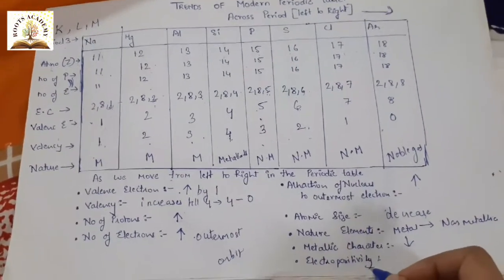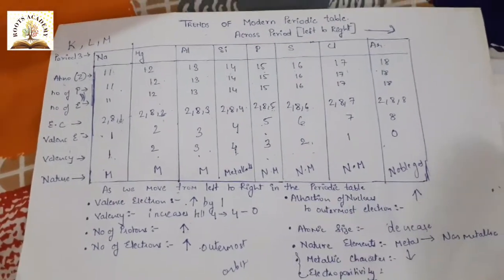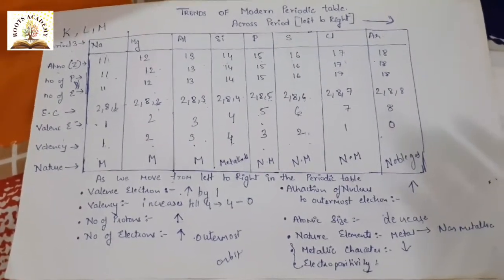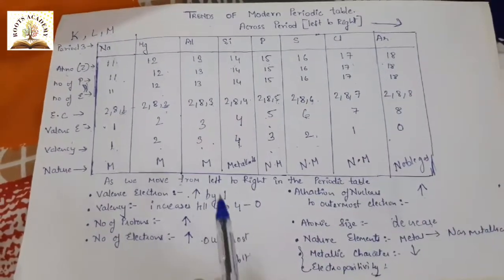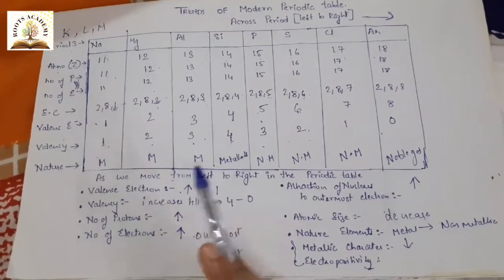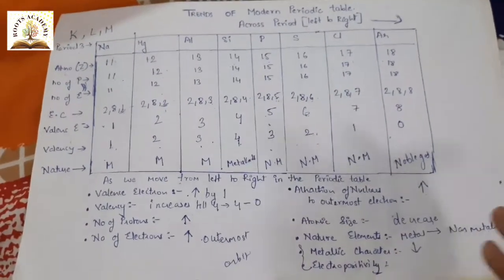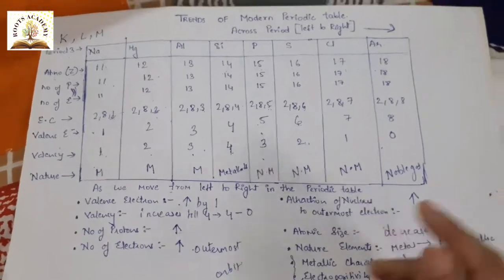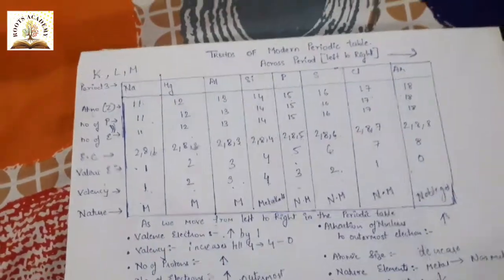Same goes with electropositivity. Metallic character and electropositivity are one and the same concept. Electropositivity means an element gains a positive charge by losing an electron. When metals lose electrons, they get a positive charge, but when you are moving from left to right, the metal's ability to lose electrons decreases, thus the electropositive character also decreases. So this is the trend.